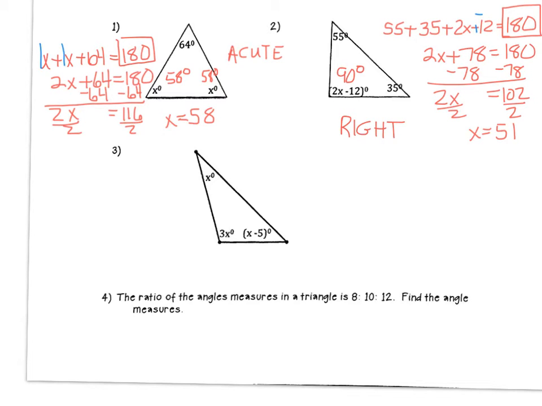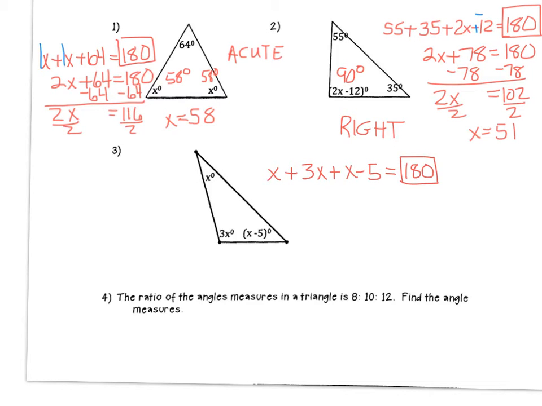Alright, let's try the last one. All three angles of a triangle add up to 180 degrees. So here we go. The top one is x, plus the bottom left is 3x, plus the bottom right, x minus 5, has to add up to 180 degrees. That's always true for the angles of a triangle.